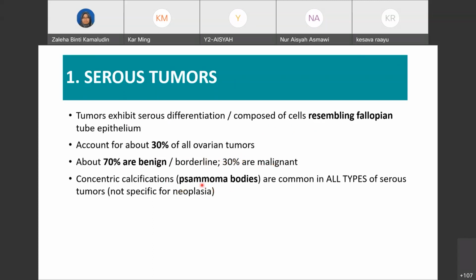Usually for the serous tumor, especially the carcinoma, they have psammoma bodies. This is a lamellated or concentric calcification that can be seen in a serous tumor. There are also other tumors that can have psammoma bodies, for example papillary thyroid carcinoma, or meningioma, which is meninges in origin. In other words, psammoma bodies are not specific for the ovaries. They can occur elsewhere in other tumors as well.